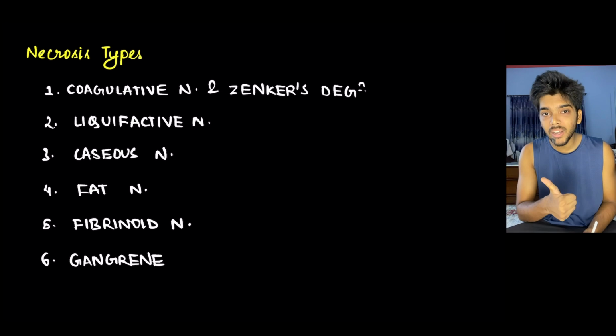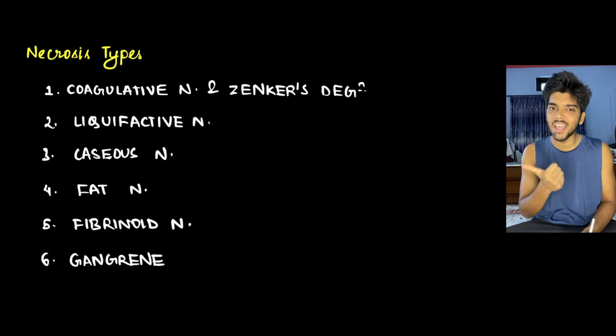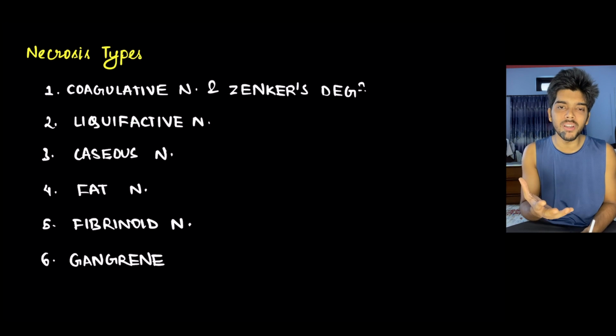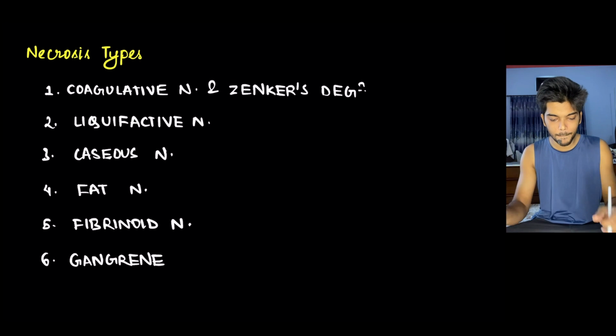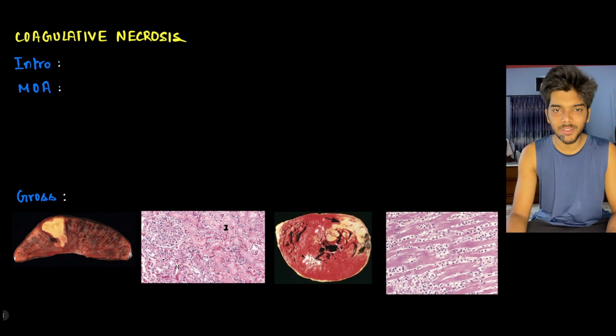Number one, coagulative necrosis and Jenker's degeneration. Number two, liquefactive necrosis. Number three, caseous necrosis. Number four, fat necrosis. Number five, fibrinoid necrosis. And number six, gangrene. First, we have coagulative necrosis.